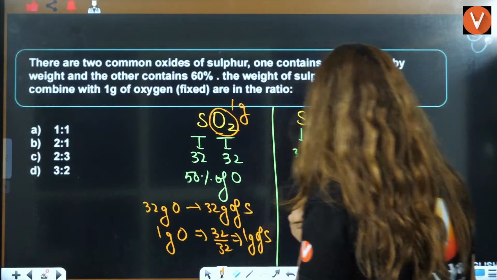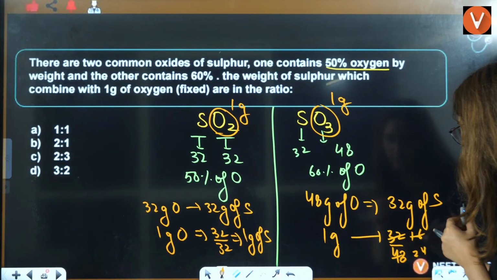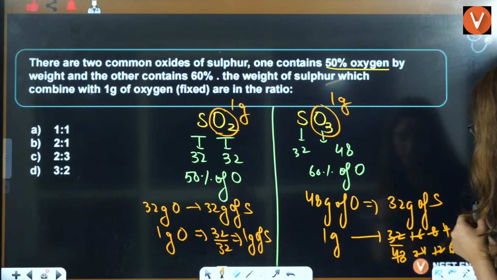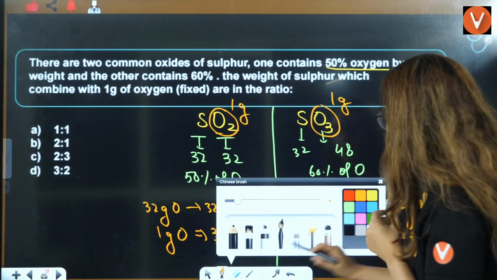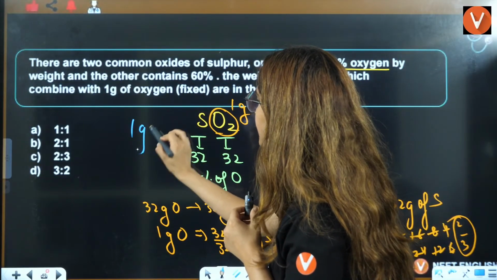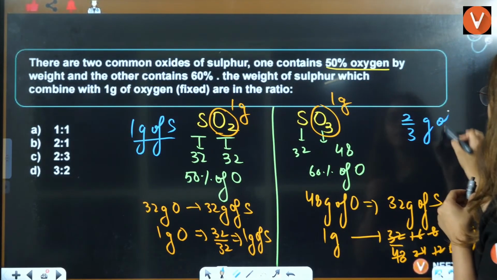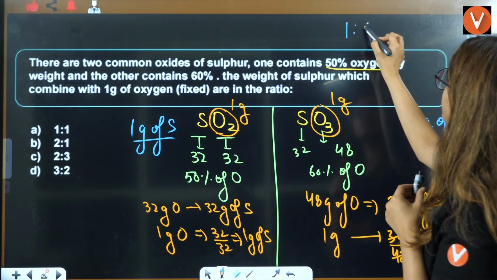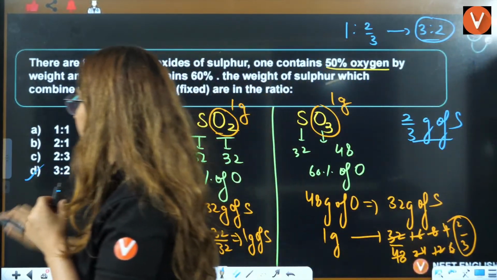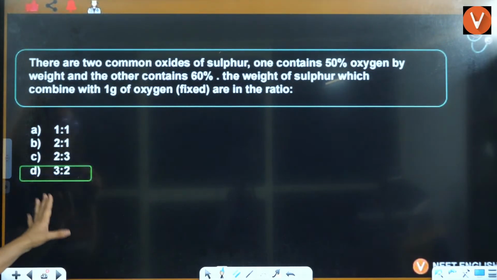What is 32 by 48? That is 2 by 3. Right? So we can say that this is 1 gram. Here you require 1 gram of sulfur. Here it is 2 by 3 gram of sulfur. So the ratio is 1:2 by 3. That is nothing but 3:2. So the answer is going to be D, the correct answer here. Okay, students, D is the correct answer.